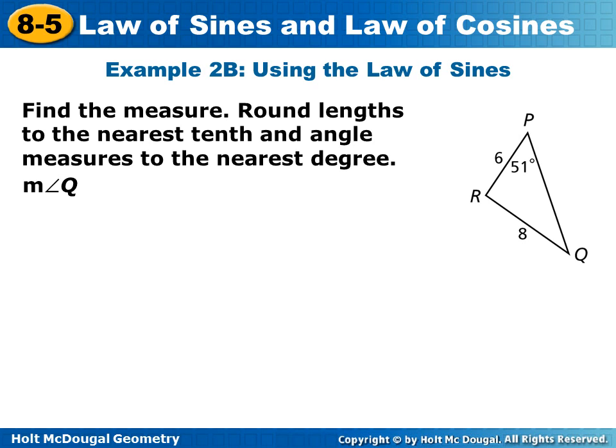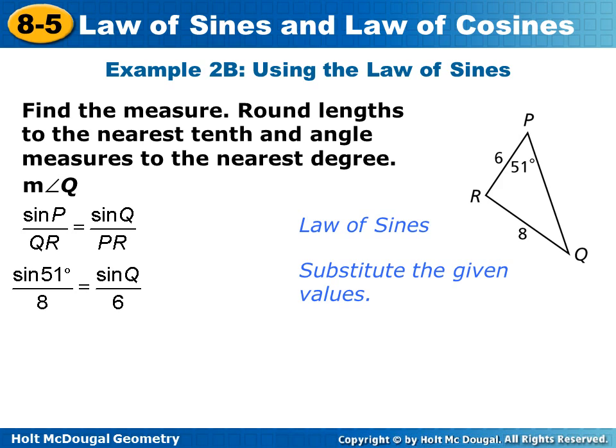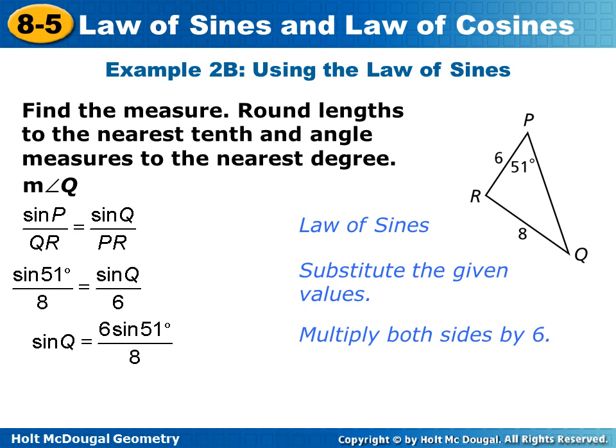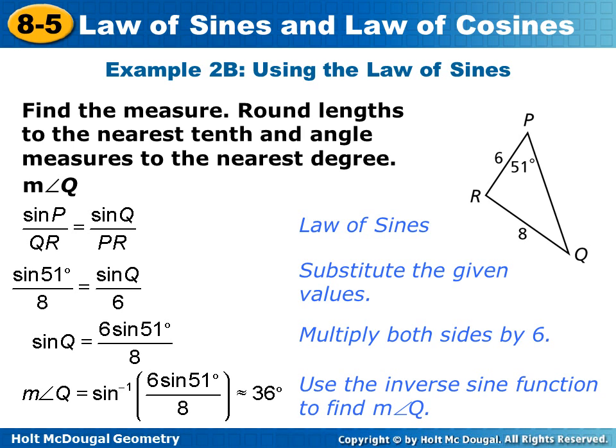Now let's try to find an angle measure. Here we're trying to find the measure of angle Q. So we set up the law of sines, sine of P over QR, which is the opposite side, equals sine Q over its opposite side, which is PR. We plug in the values we know. Sine of 51, which is angle P, over 8 equals sine Q over 6. Multiply both sides by 6 so that you have this expression. Put it in your calculator, and this time you have to use one more button because we have to do the inverse of that whole mess. So we have to do the inverse sine of whatever answer you get for the expression above. So when you put all of that in, you should get approximately 36 degrees when you round it to the nearest degree.